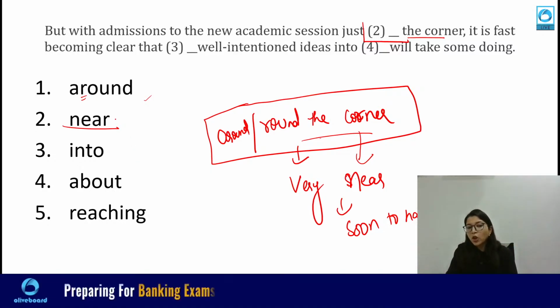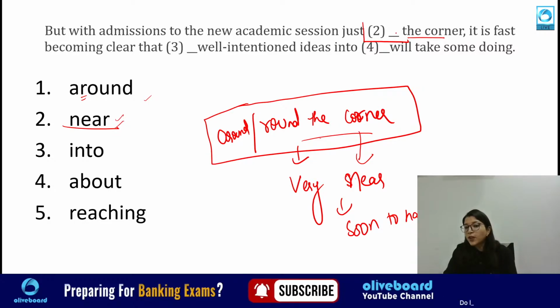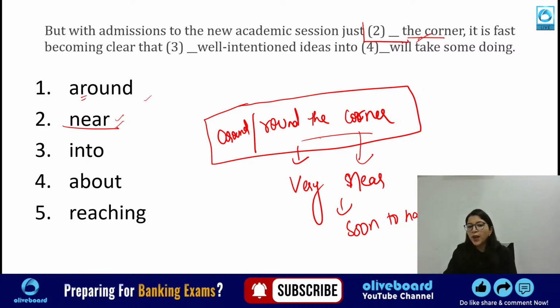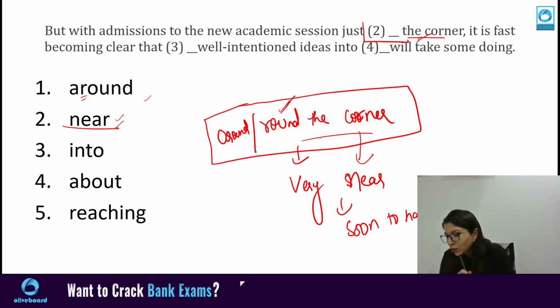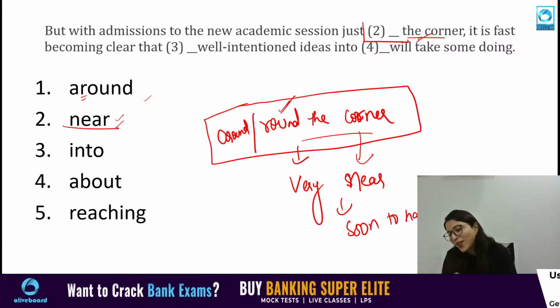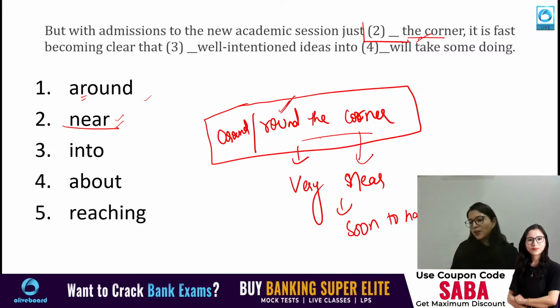And see, the examiner has given the option near also. But since after the blank the word corner has been mentioned, we have to substitute it with round or around. Four people sit around the corner. Well, that is a different thing. Here it means near, it is a phrasal verb. Okay?